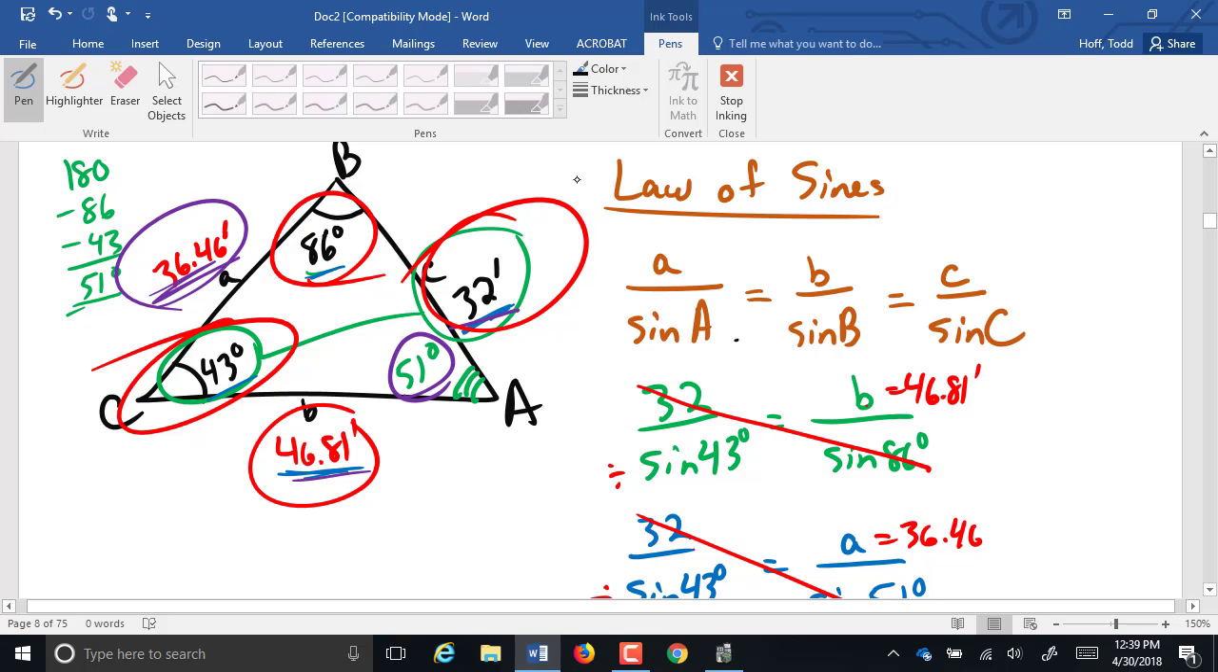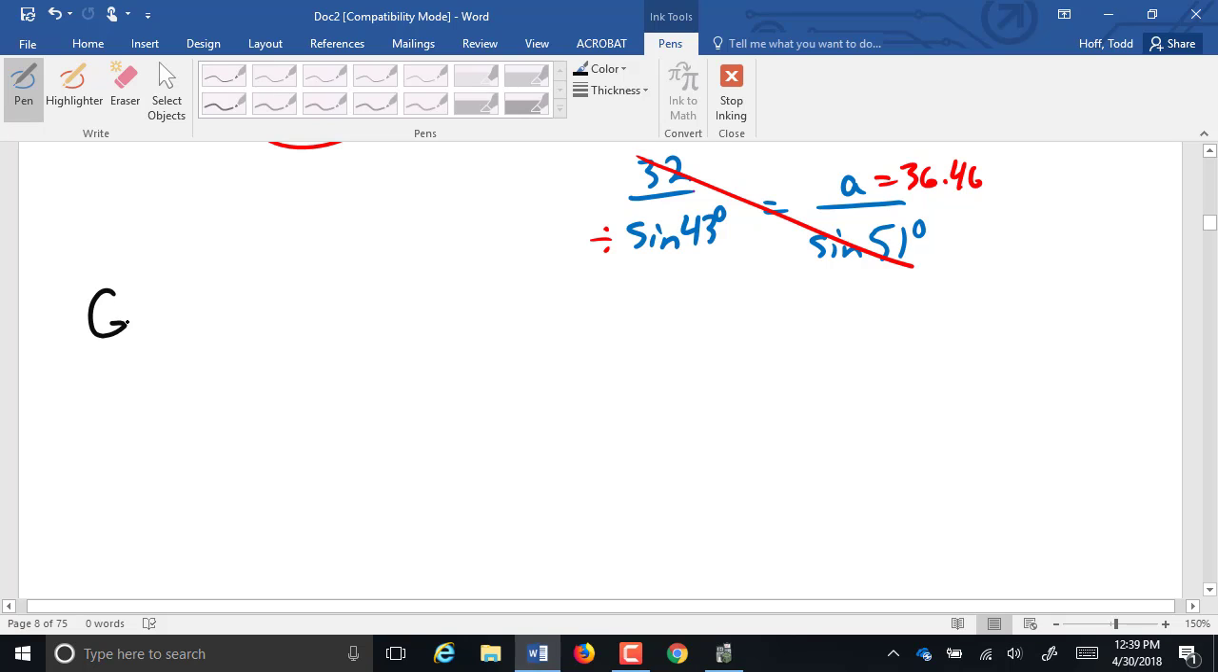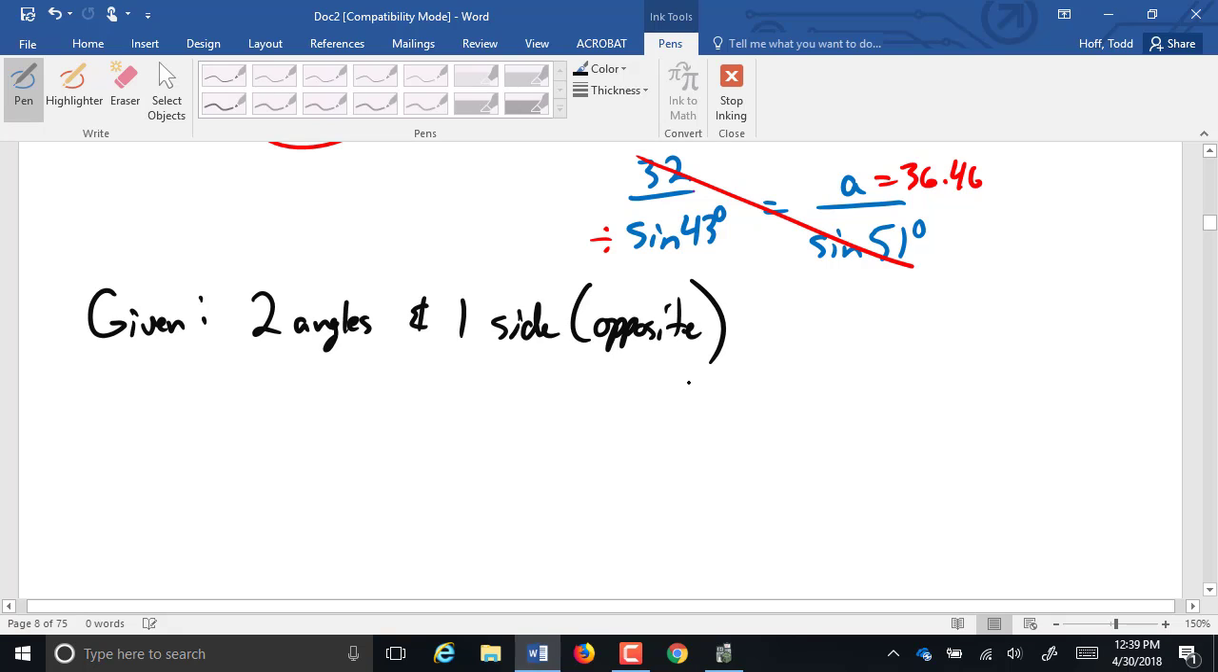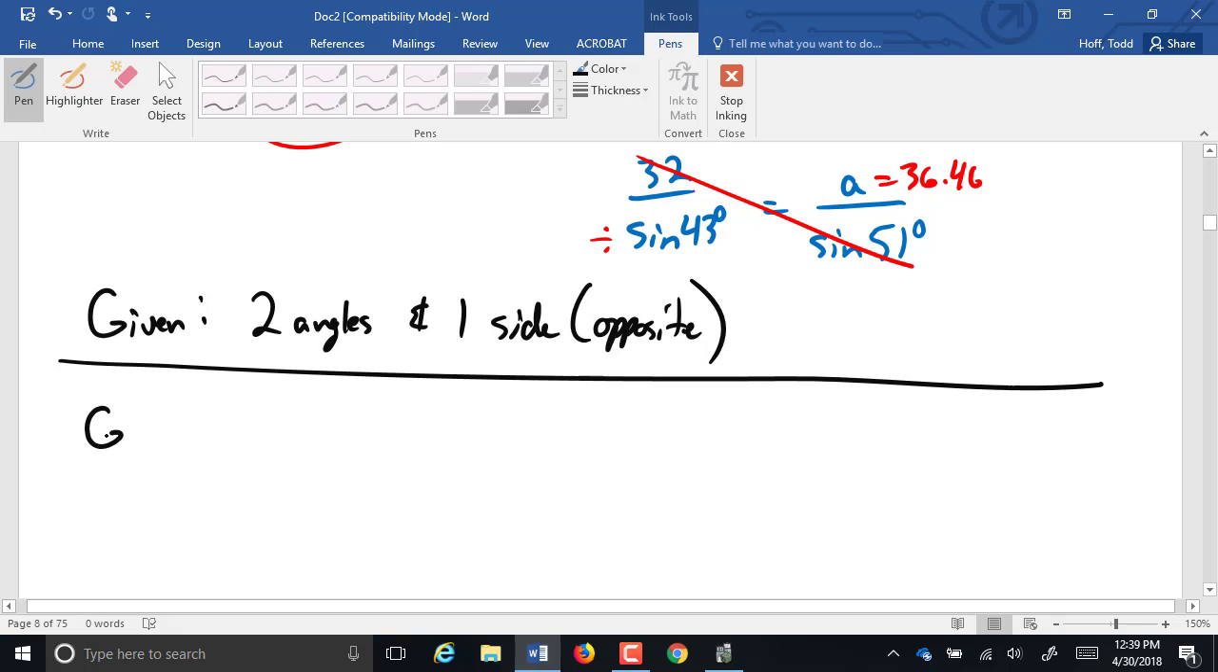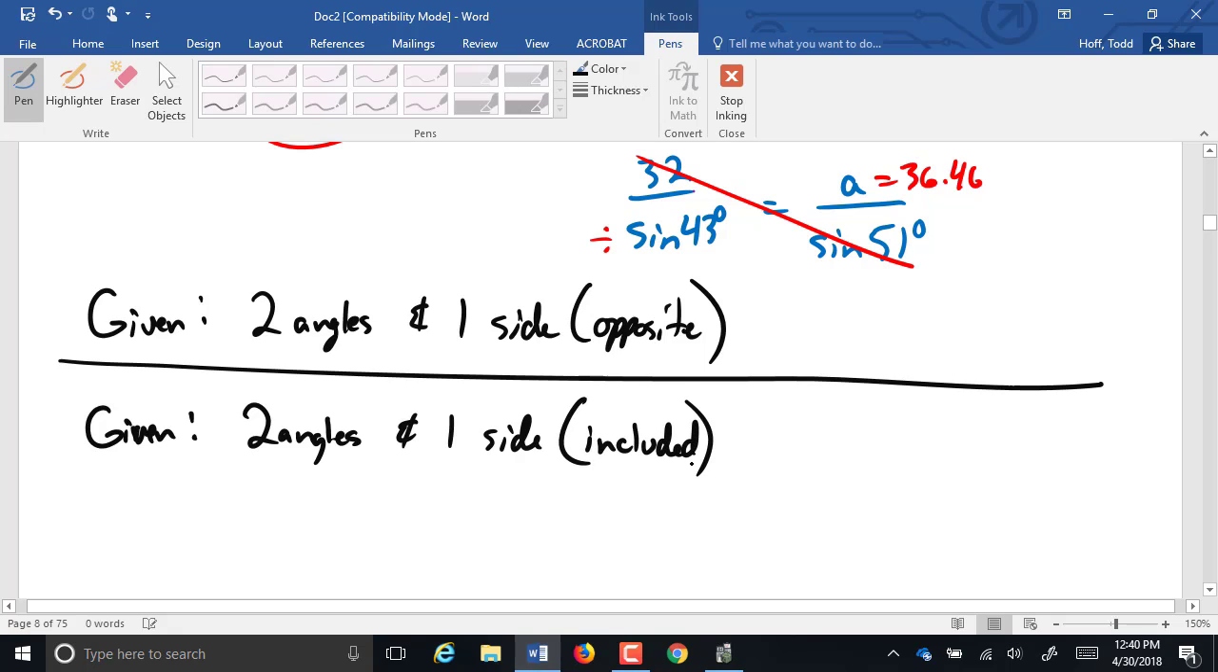So here, what we were given, we had been given two angles and one side, where that side was opposite one of the angles. Let's say we're given two angles and one side. However, this time that side is what's called the included side. What's included mean? Included means between.